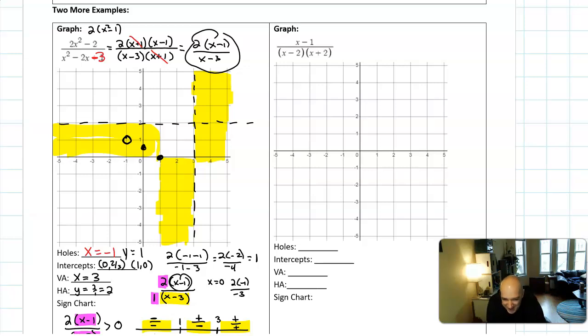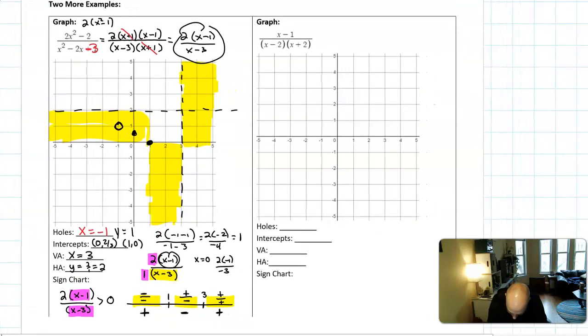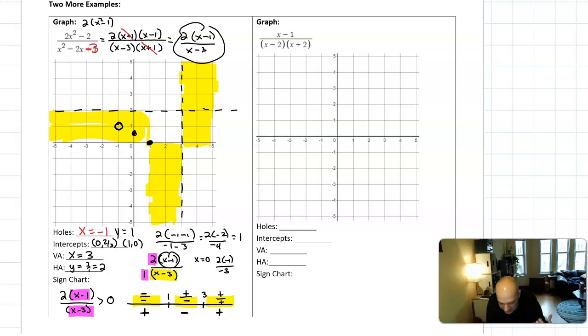I'm going to leave that highlighting in until the end, and I'll just clear it out at the end to show what I'm connecting to the sign chart. So we did our plus minus plus, that's showing us where the graph goes. So now we're ready to fill in. We're going to obey all our asymptotes. We're going to connect these dots. And remember that these are still going to look like 1 over x. You want it to look like that.